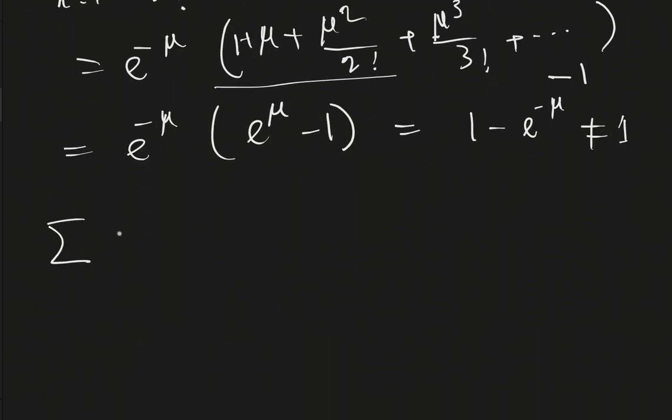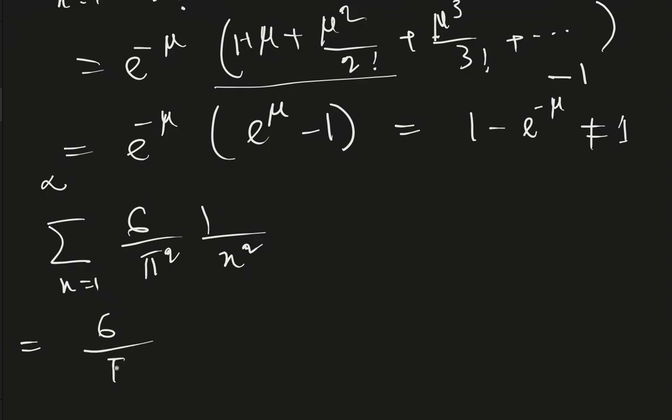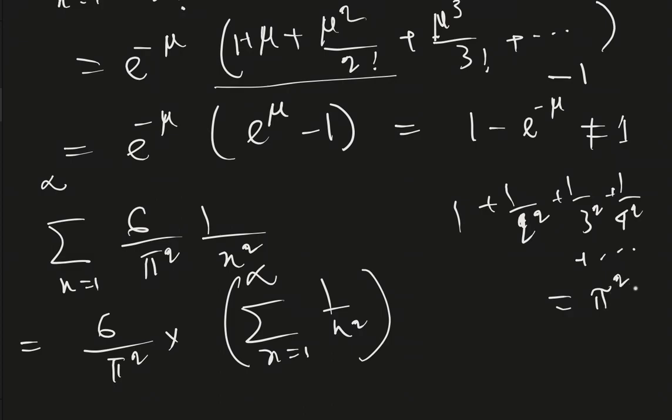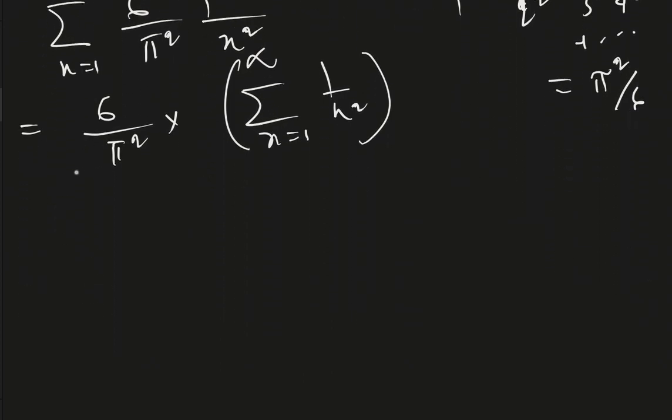Summation of 6 by pi square over x square, x equal to 1 to infinity, so this is 6 by pi square. You know that this summation, that means 1 plus 1 by 2 square plus 1 by 3 square plus 1 by 4 square, plus dot dot dot, this series value is exactly pi square by 6. So this is 6 by pi square times pi square by 6, which is 1.